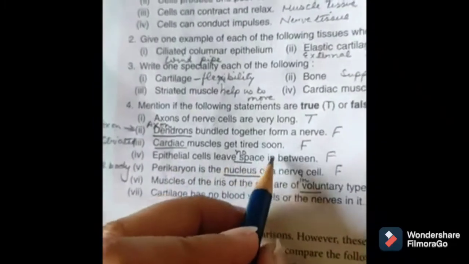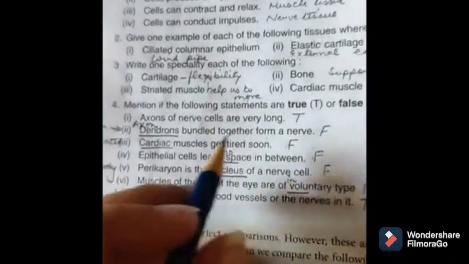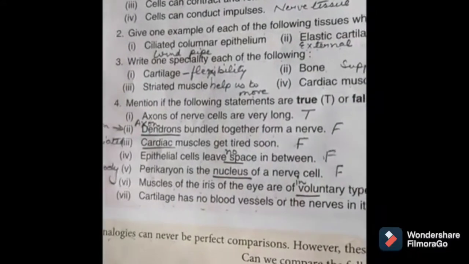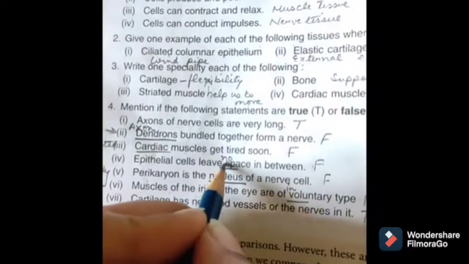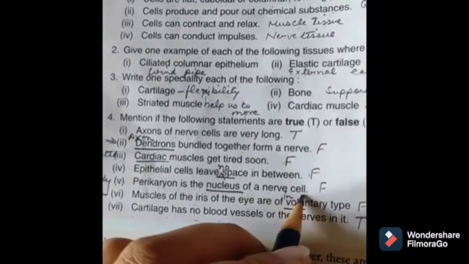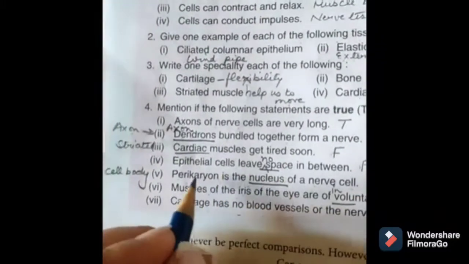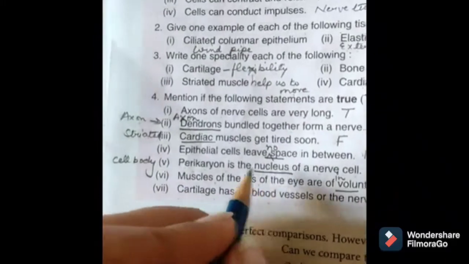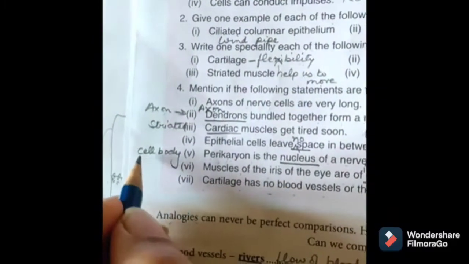Epithelial cells have space in between. This is also false. They don't have any space. Answer, introduce no here. Okay. Perikaryon is the nucleus of a nerve cell. This is also false. Perikaryon is not known as nucleus. Perikaryon is known as cell body.